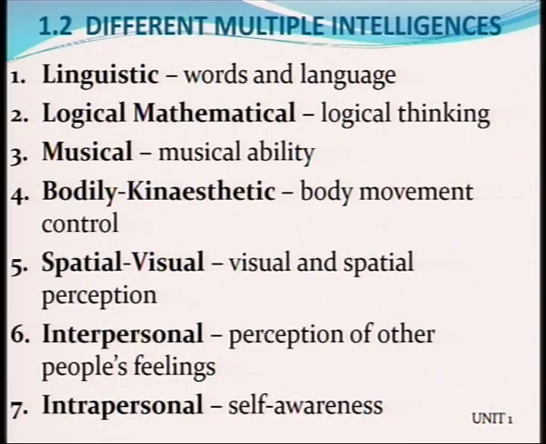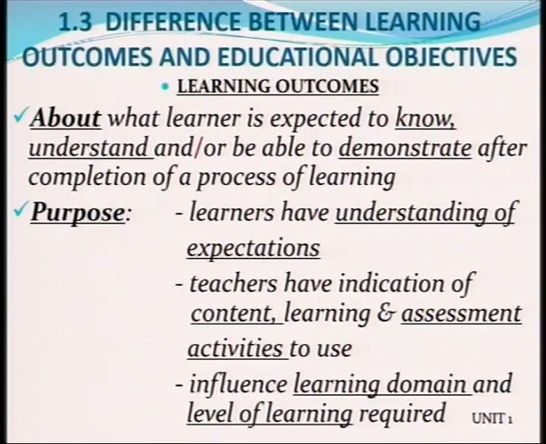We'll move on now to the learning outcomes and educational objectives in 1.3. We look at the difference between these two, and I will first discuss the learning outcomes, and then we'll look at the educational objectives. Learning outcomes are about what the learner is expected to know, to understand, and be able to demonstrate after completion of a process of learning. The purpose of learning outcomes is that learners have an understanding of expectations. Teachers have an indication of content, learning and assessment activities that they can use.